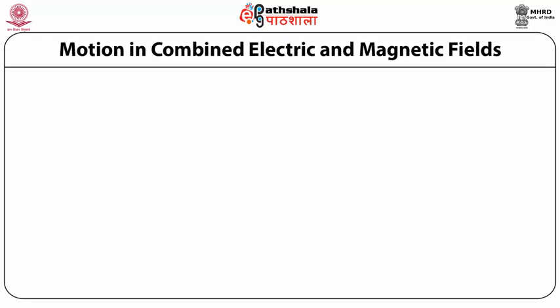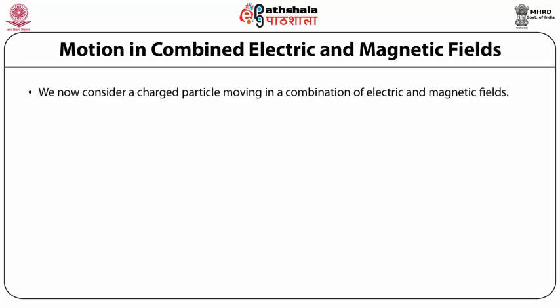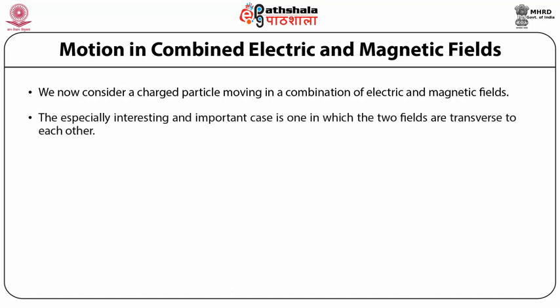Motion in combined orthogonal electric and magnetic fields. We now consider a charged particle moving in a combination of electric and magnetic fields. The especially interesting and important case is one in which the two fields are transverse to each other.